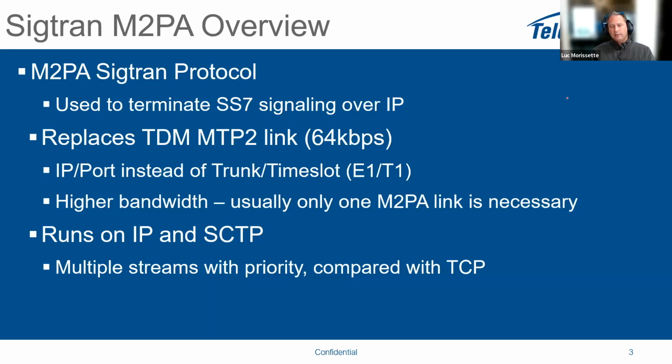With SCTP, the difference is you can have multiple streams inside the same socket. Each of these streams can have different priorities, and this allows for different information to be carried over the same connection. All of SIGTRAN protocols run over SCTP.